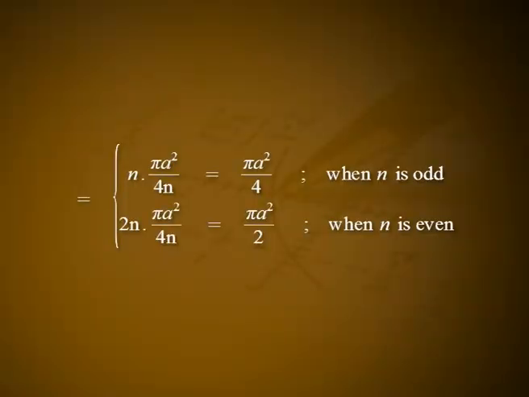That is equal to n into pi a square divided by 4n, which is equal to pi a square divided by 4 when n is odd, and 2n into pi a square by 4n, which is equal to pi a square by 2 when n is even. Second one, when r is equal to a sin n theta.